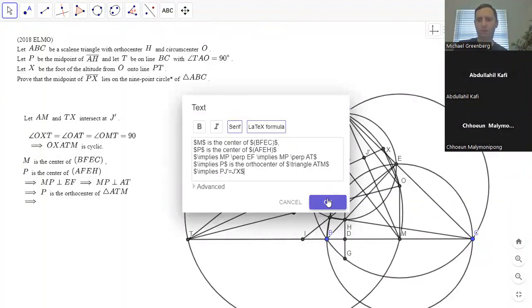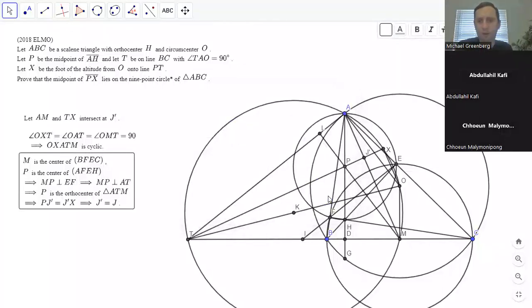Did I miss something? Let me think about this. I think that's right. Implies J prime equals J. Wonder if there's like one step I'm missing, because did we show that X is the perpendicular from O to PT? Okay, so AM. I think we're okay.